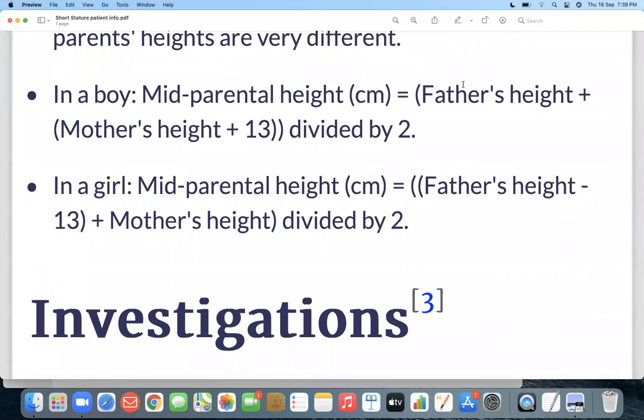I don't know if we are still using this formula in the growth chart. Mid-parental height is equal to father's height plus mother's height plus 13, divided by 2. And for girls, minus 13, divided by 2.